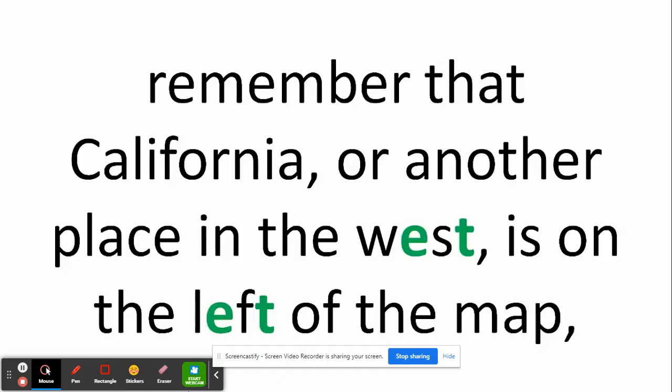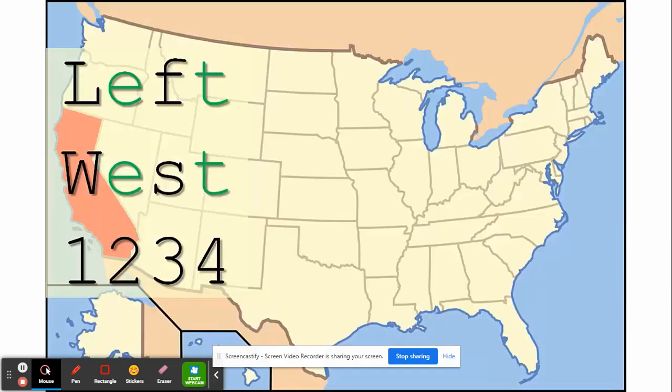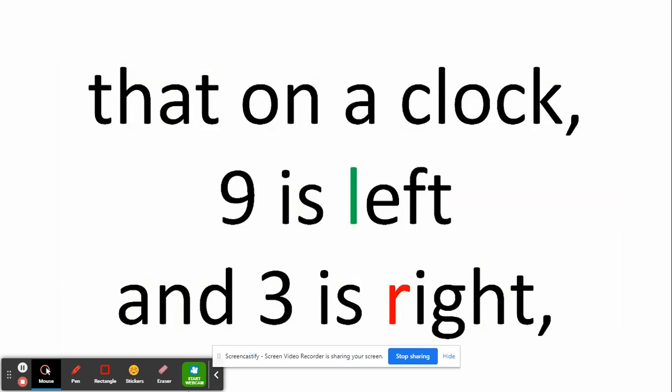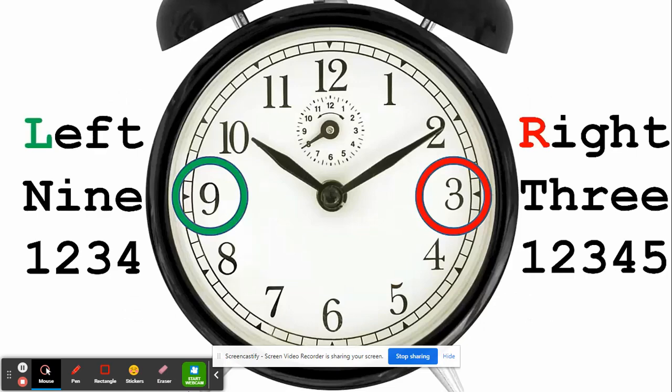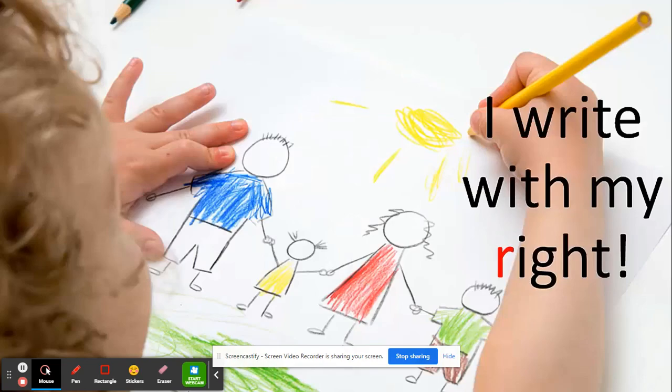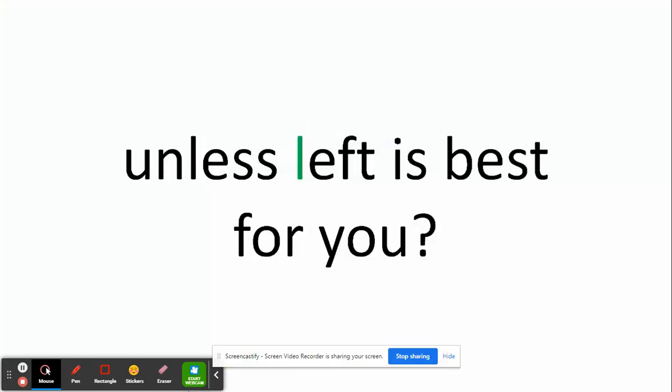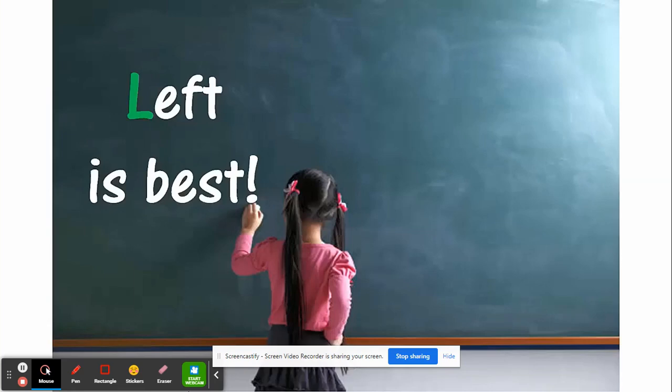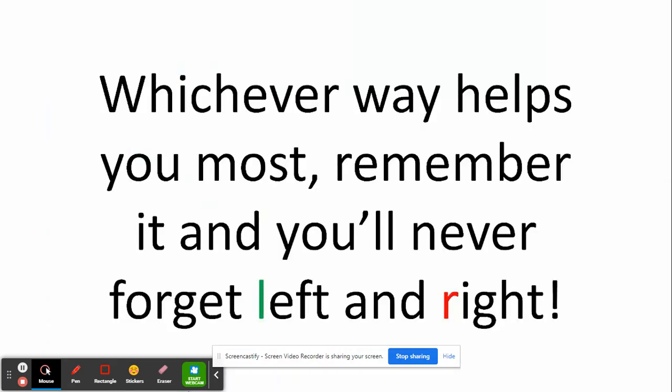Remember that California or another place in the West is on the left side of the map? That on a clock, 9 is left and 3 is right? Or that you write with your right hand, unless left is best for you. Whichever way helps you most, remember it, and you'll never forget left and right.